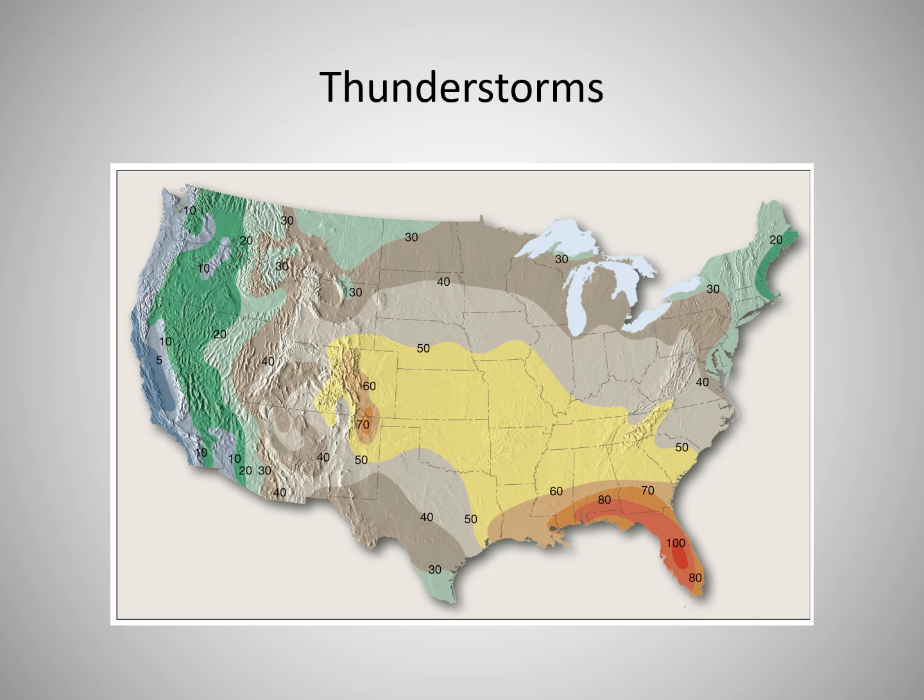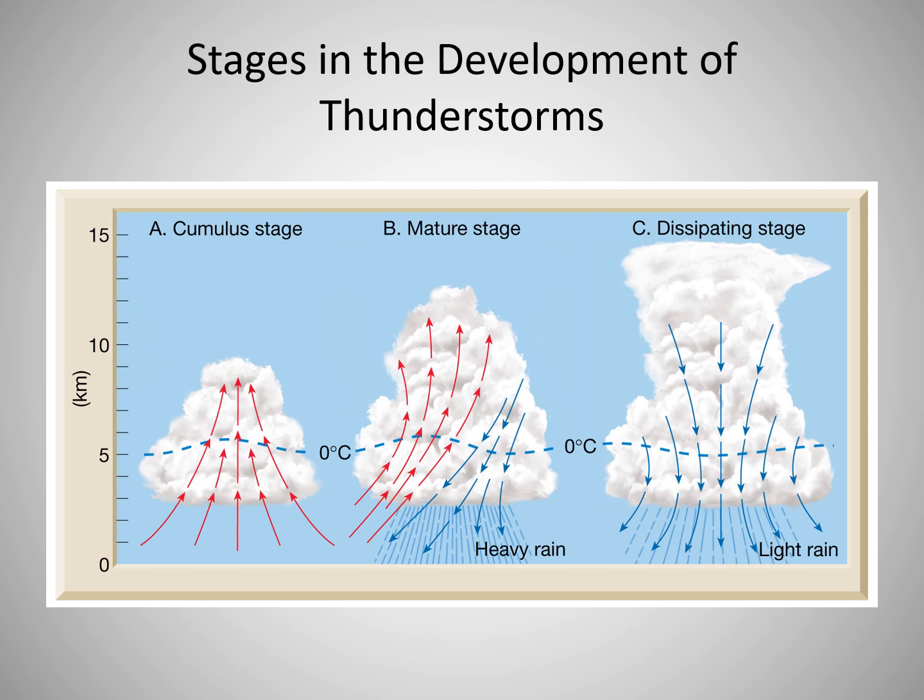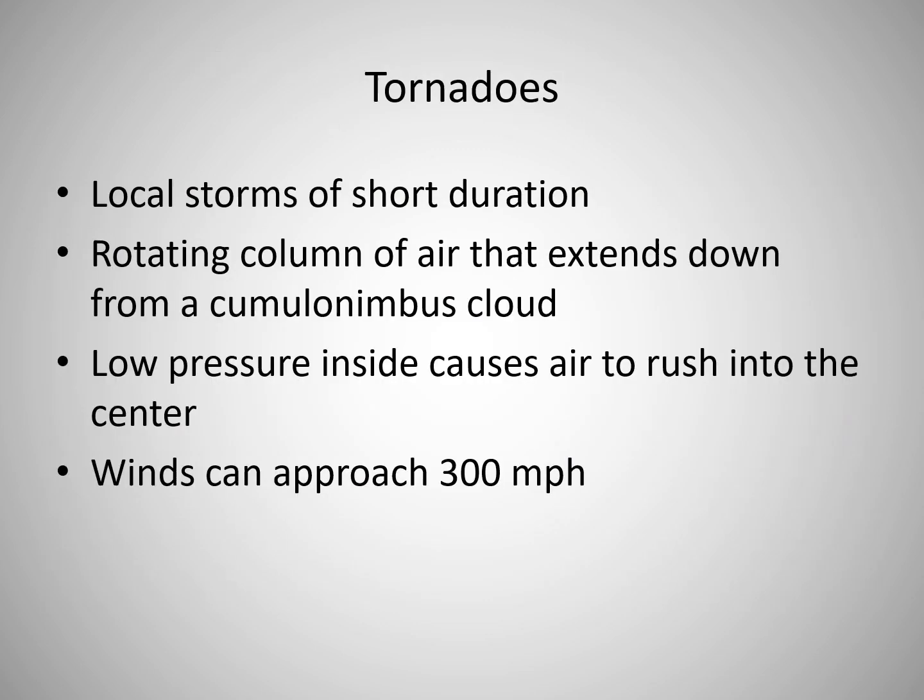So here's a map just showing the average number of days with thunderstorms in various states. Again, Central Florida is the winner, anywhere from 80 to 100 days of the year with a thunderstorm. So stages in the development of thunderstorms, not on your exam, not in the earth science class, so we will skip this. Okay, tornadoes. All right.